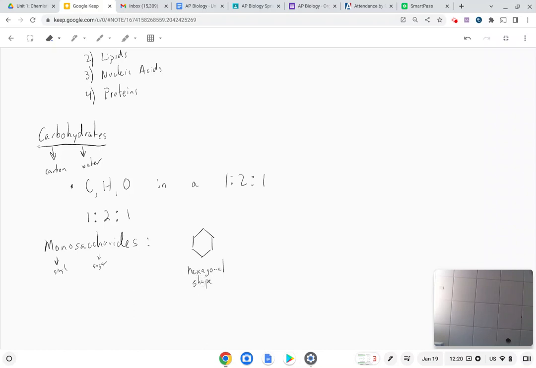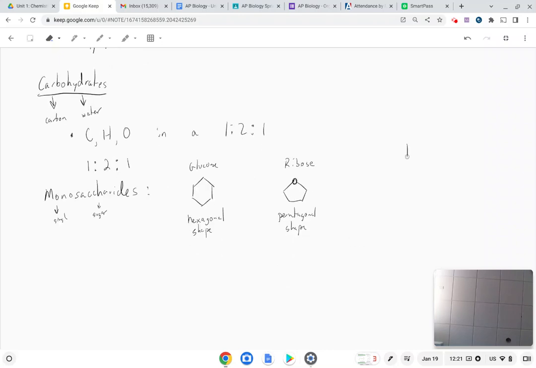The other one I want you to know is ribose. Ribose is a little bit different chemically. It forms a pentagonal shape, and there's an oxygen right there. And that's called ribose. Now, what is the function of these things? Mostly energy. They are a quick source of energy.